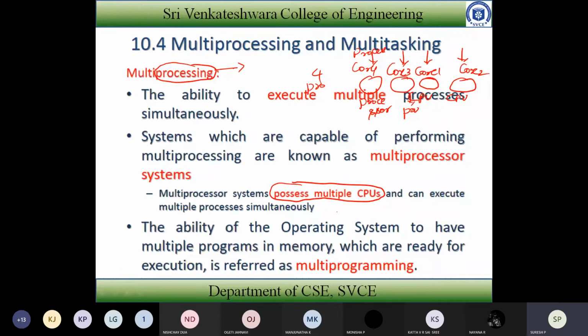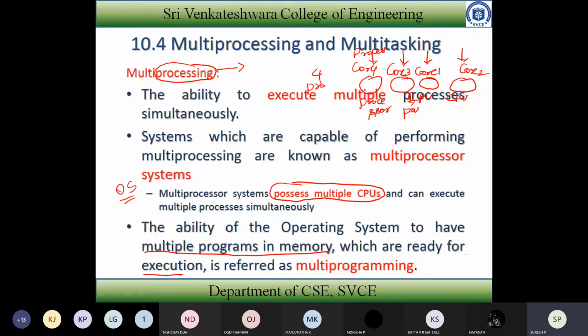Now, whenever you are running multiple processes inside your CPU, who has to schedule that? That has to be scheduled by your operating system. The next question: what is this ability? The ability of the operating system to have multiple programs in memory which are ready for execution is referred to as multiprogramming.